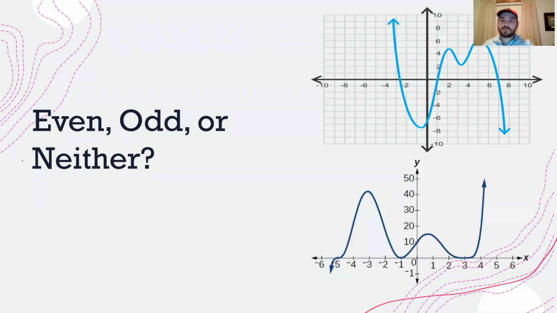This time, let's see. This one's super easy. It's not symmetrical about the y-axis. This weird shape does not really exist on this side. And it's not symmetrical if I drew a diagonal line through it, it's still not going to be symmetrical. So in this case, this one is neither.